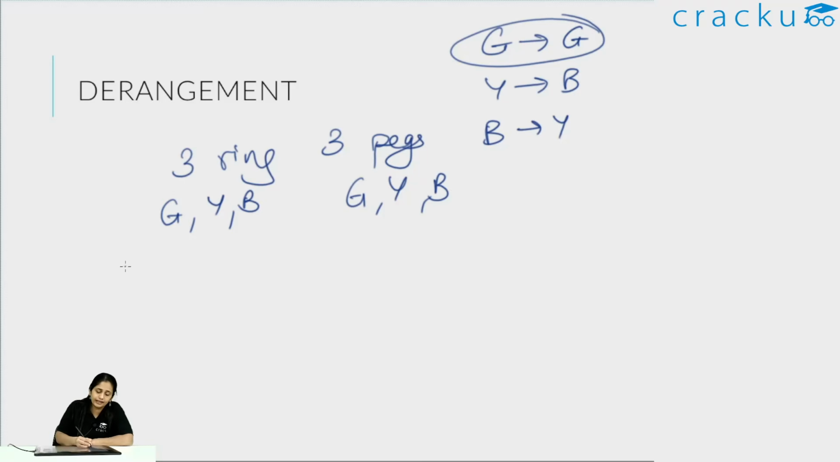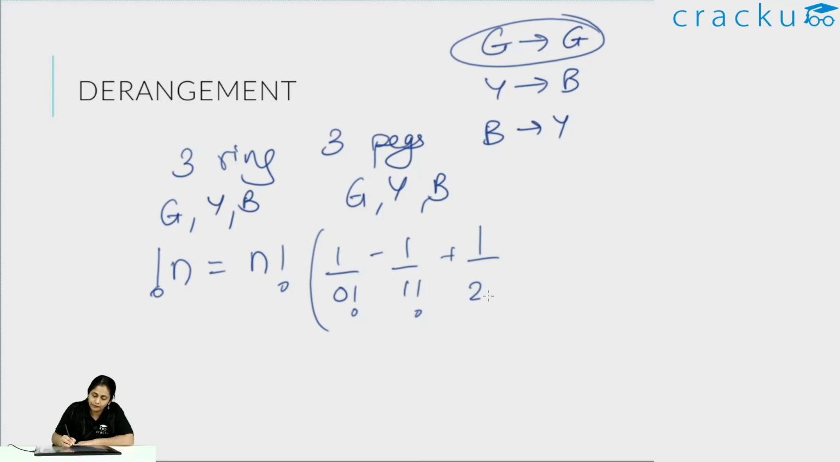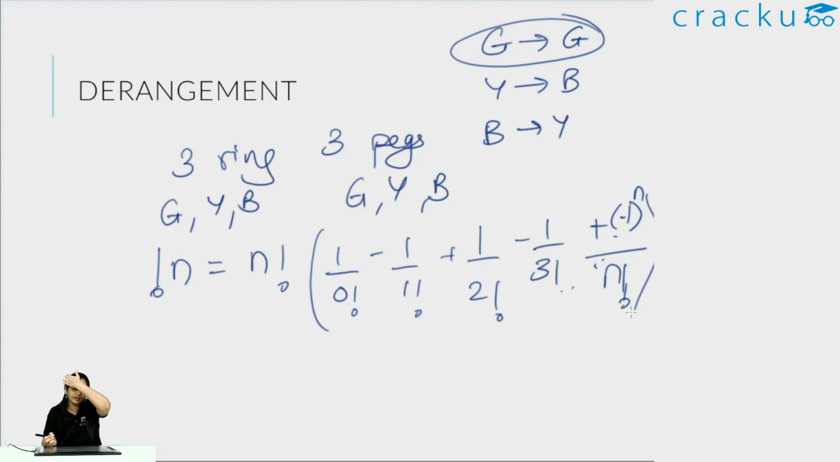There is a formula for derangement. For derangement, instead of using n factorial, you put the factorial sign ahead, so the derangement of n is equal to n factorial times 1 upon 0 factorial minus 1 upon 1 factorial plus 1 upon 2 factorial minus 1 upon 3 factorial and so on till minus 1 raised to n by n factorial. So essentially if n is an even number, the last term will be positive. If n is an odd number, it will be negative.